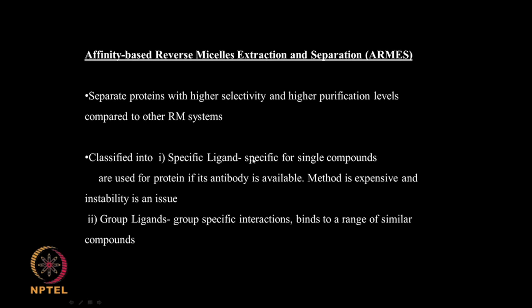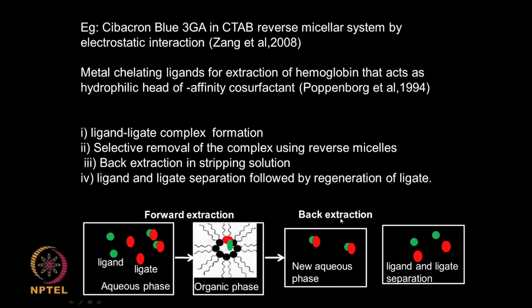This can be a ligand specific for single compounds, so that if an antibody is available for the protein, it is very expensive. Group ligands, that is group specific interactions, bind to a range of similar compounds, okay. For example, metal chelating ligands for extraction of hemoglobin act as the hydrophilic head of an affinity cosurfactant, that is one idea, okay. So, ligand complex formation, then you have selective removal of the complex using reverse micelle.